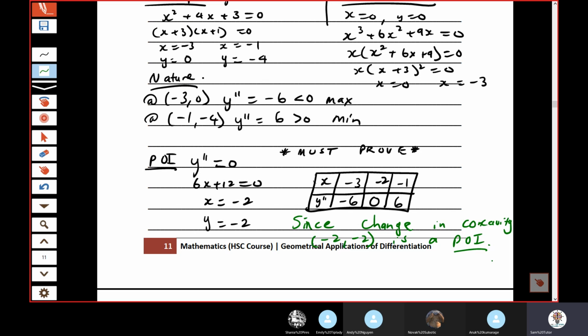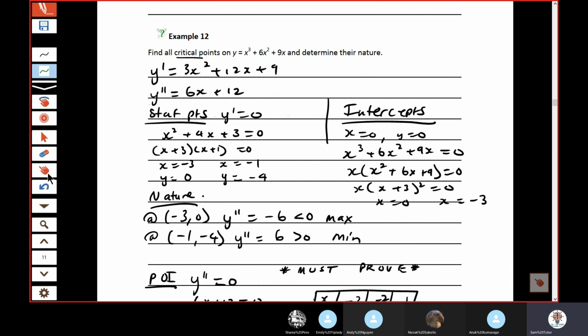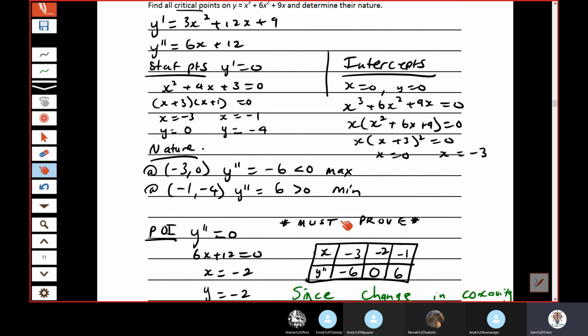Done. That's everything, except the sketching, which isn't that hard. That's it. It'll be 10 marks. So let's start from the top one last time. Y dash, Y double dash, stat points: Y dash equals 0, solve it, sub it back in to find your Y values. There's a point. Be aware of that. Nature: observe your Y double dash or use your Y dash table to work out if it's a minimum or maximum.